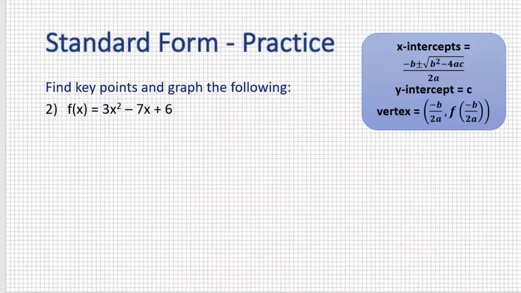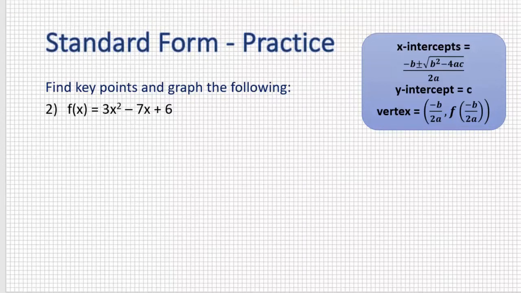The numbers worked out nicely for that previous example. This one isn't quite so nice. So let's have a look at what happens when our values are a little bit more cumbersome. Let's start by finding the vertex. For this parabola, again, I notice that we are in standard form. It certainly is a parabola because the highest power that x is raised to is a 2, and I notice that it opens upwards.